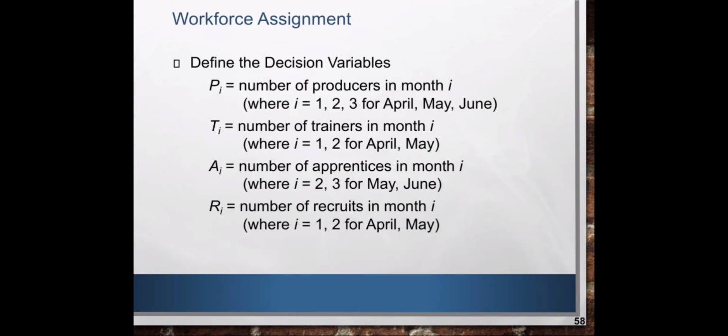Define the decision variables. P sub i equals the number of producers in month i, where i is 1, 2, 3 for April, May, and June. T sub i equals the number of trainers in month i, where i is 1 and 2 for April and May. A sub i equals the number of apprentices in month i, where i is 2, 3 for May and June. And R sub i is the number of recruits in month i, where i is 1 and 2 for April and May.